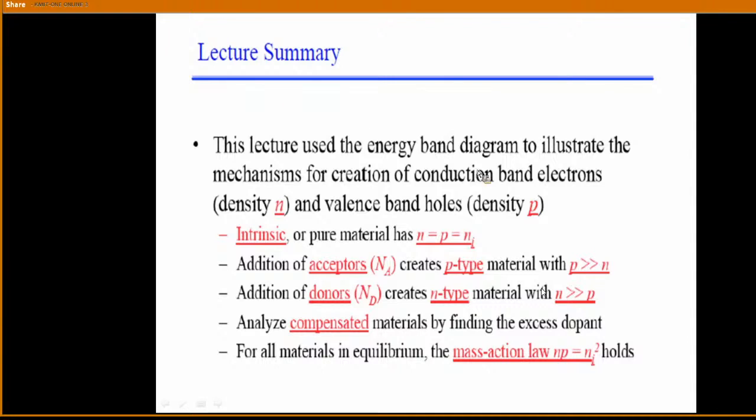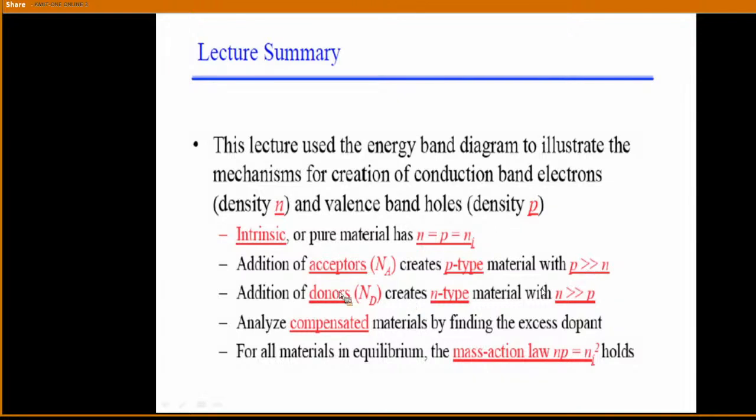And this is a summary of what I discussed in the last class. In the intrinsic carrier concentration of the purest form of material, n is equal to p is equal to ni, it has an equal number of electrons and holes. Addition of acceptors, in the sense if you are adding holes, doping with the trivalent impurities, creates the p-type material. In this, the number of holes is high compared to the number of electrons. Very high, not a normal high. It is greater than, double greater than.